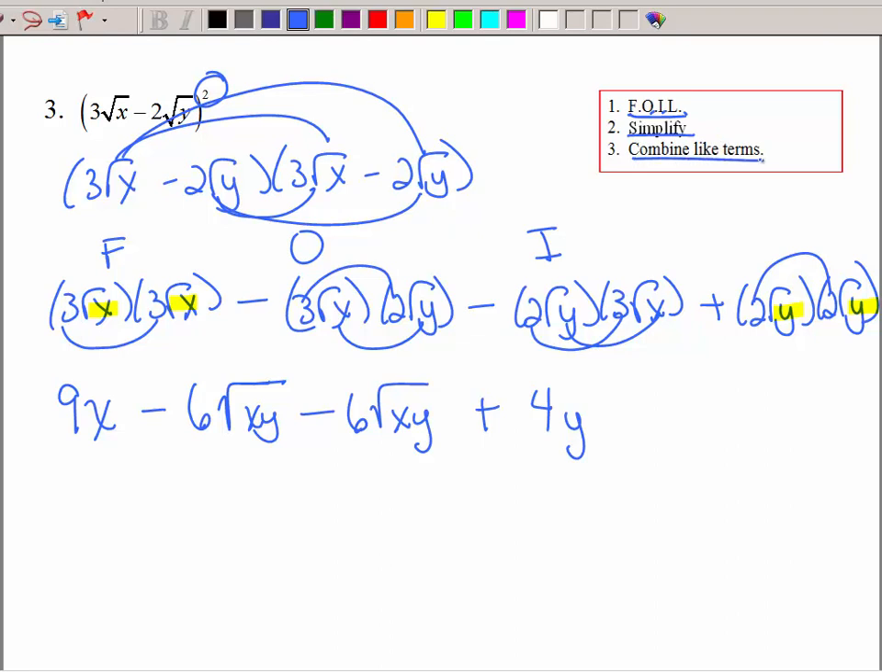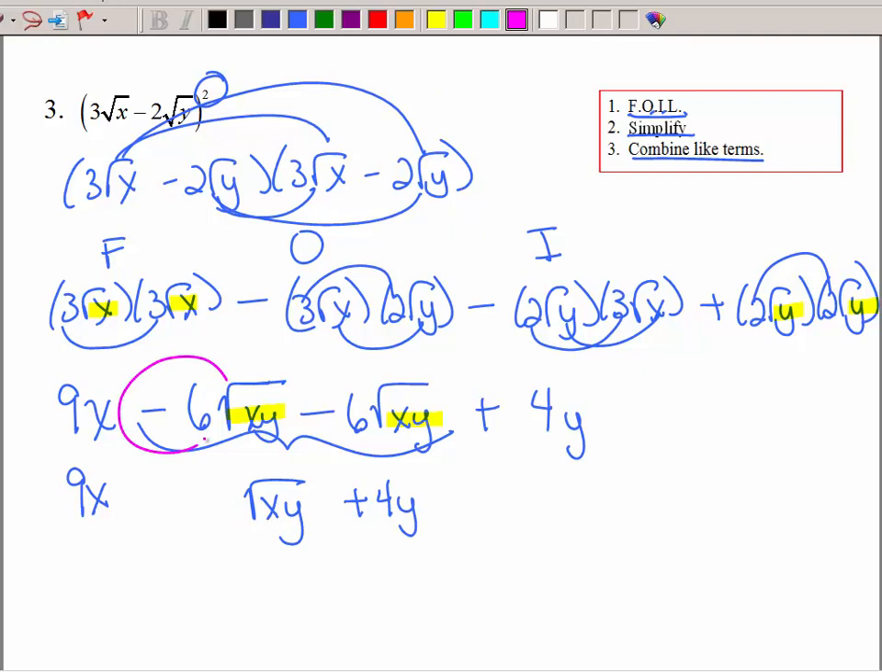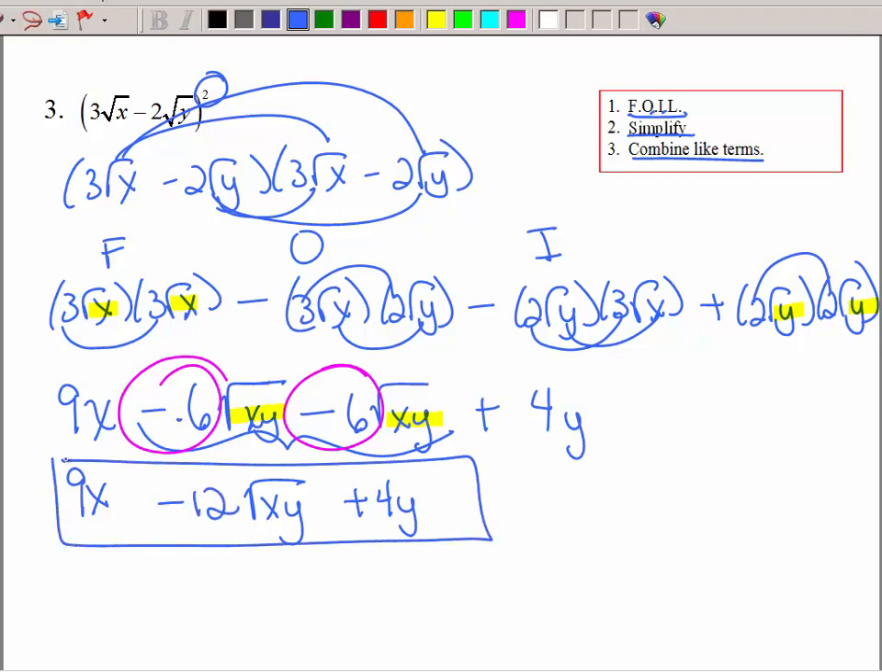Do I have any like terms? Yes, I do, because now those radicals are the same. So I'm going to keep 9x. I'm going to keep the plus 4y. But remember, when you have like radicals, you keep the radical, but you add or subtract the coefficient. So negative 6 and negative 6 is negative 12. So write it out twice because of that squaring, a step at a time: first, outer, inner, last, that FOIL method, simplify, combine like terms.